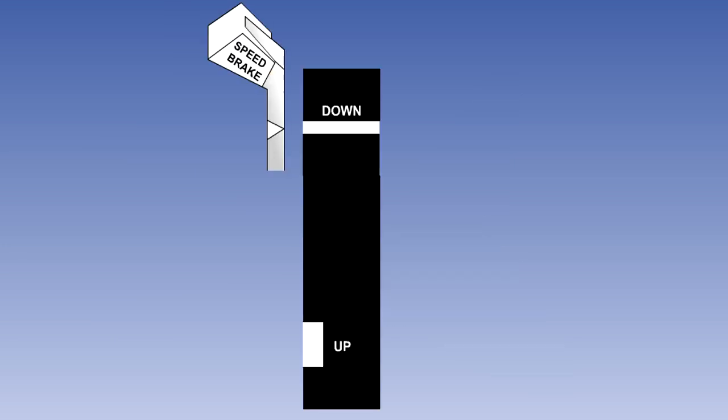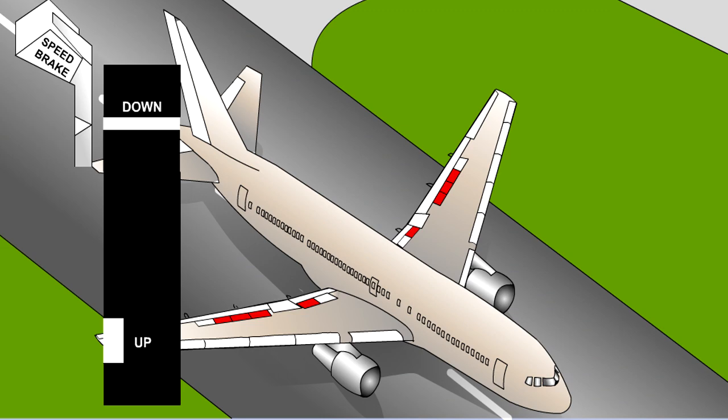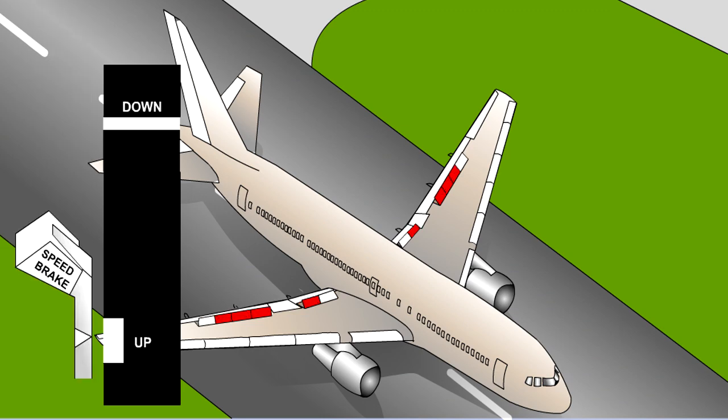The pilot controls the spoilers by a speed brake lever adjacent to the thrust levers. Speed brake lever inputs produce symmetrical spoiler operations. Operating the lever on the ground will extend all the spoilers. In flight, only the flight spoilers will be deployed.